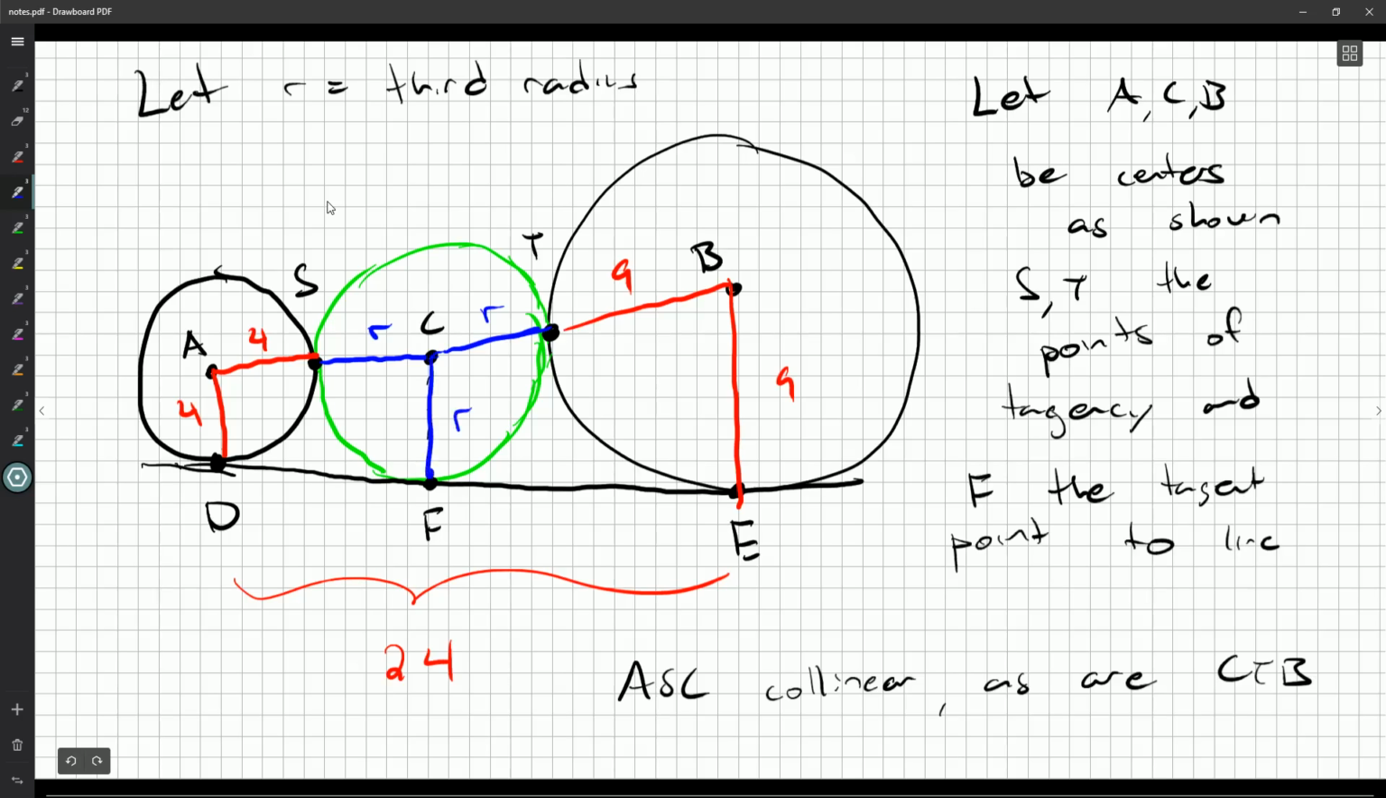Okay. So, what can we do? Where can we go from here? I don't know what exactly this little radius R is. Is it bigger than 4? Is it bigger than 9? Not entirely sure. Suppose we could try and make some assumptions.